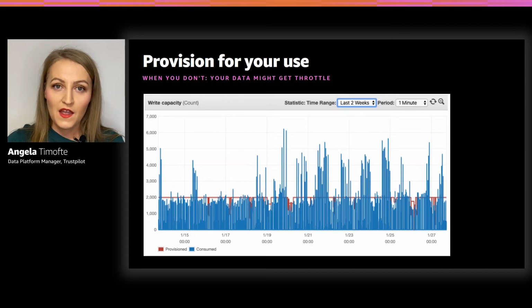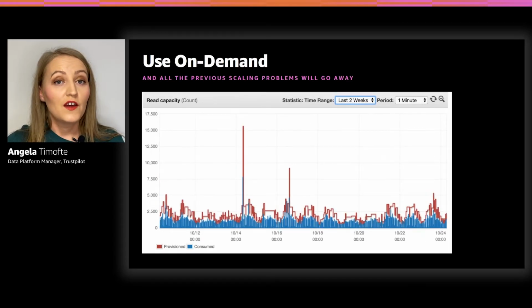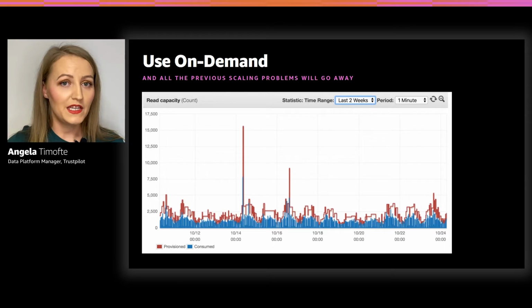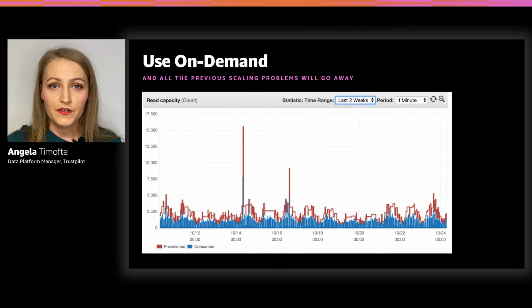But I'm here to tell you that you can avoid all of the issues that I presented previously if you just go and use on-demand. Here I'm sharing a chart where you can see how nicely DynamoDB scales up and down based on the consumption. But actually at Trustpilot, we didn't switch to on-demand right away because we had this misconception that it would be more expensive.